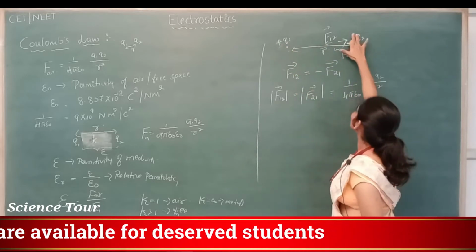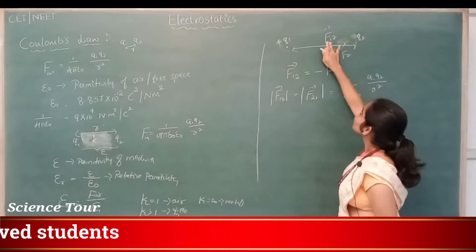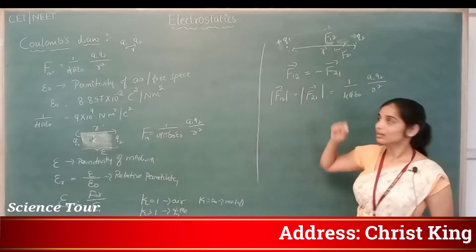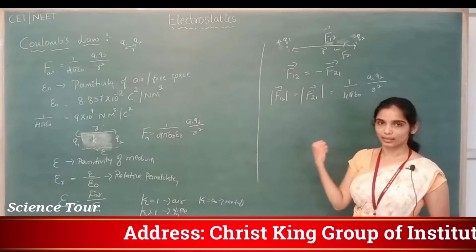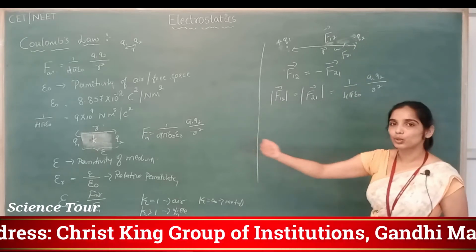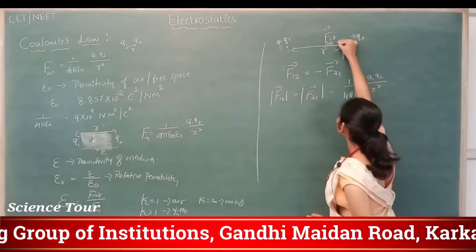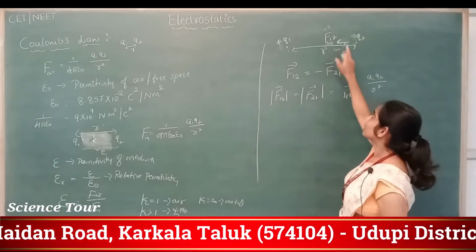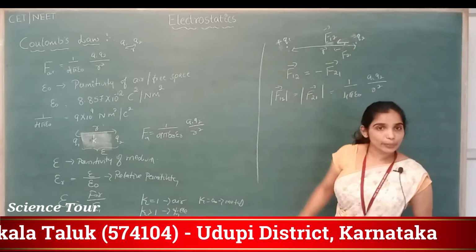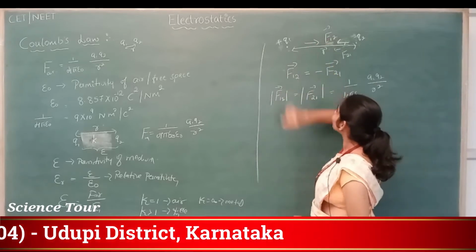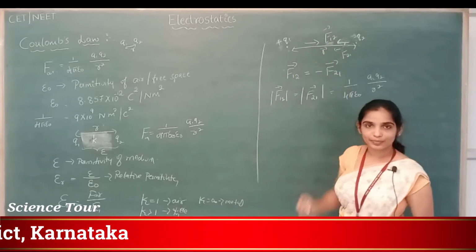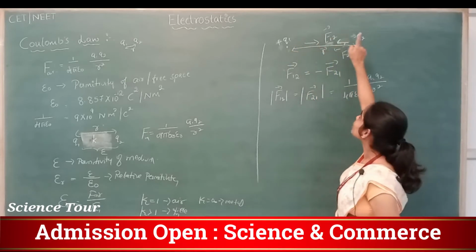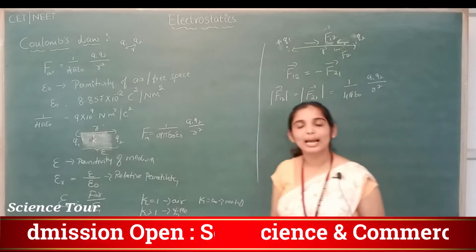Now Q1 is positive, Q2 is negative. Obviously, Q1 will attract Q2, means it will pull it towards it. So, force will be this, correct? Pulling the charge towards it. This is F12. Q2 will also pull Q1. So, this is your F21. Again, they are opposite, correct? So, force by one charge on the other will always be equal and opposite.